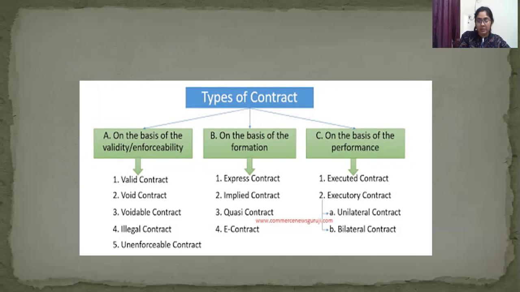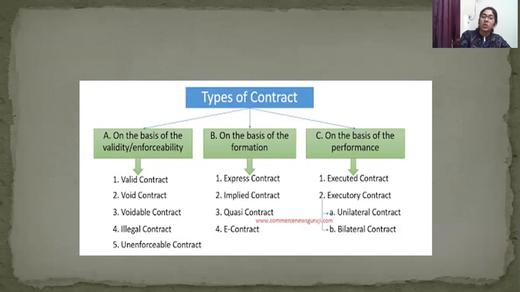Then part B, on the basis of formation, talks about express contract, implied contract, quasi contract, and e-contract. Quasi and e-contract are not very important these days, so let's not consider them much. We're not going to read about them. Express and implied are very much asked in the examination perspective, so that's the only thing that we have to consider.